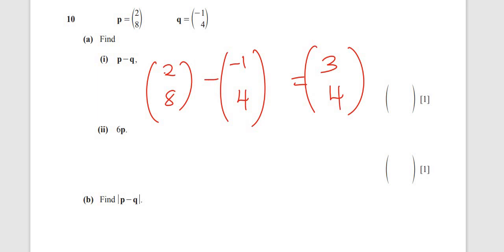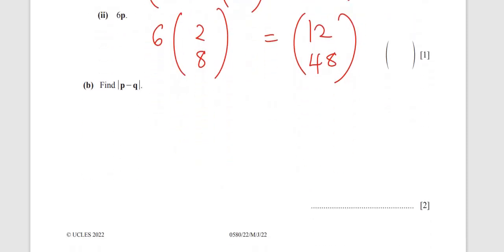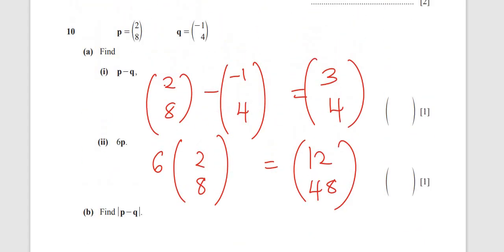Then 6P. 6P means 6 multiplied by the vector P. So vector P is (2, 8). So you just multiply 6 by 2, which is 12, and 6 times 8, which is 48. So the vector is (12, 48). Then the absolute value of P minus Q. So we already found P minus Q. So P minus Q is (3, 4).